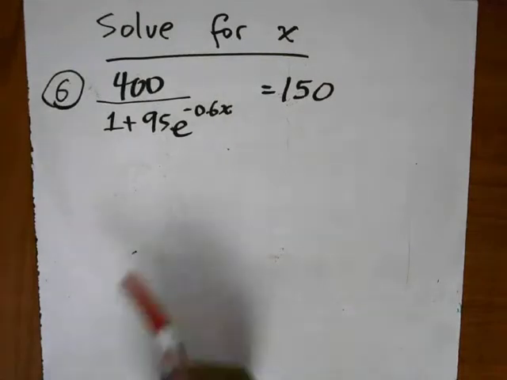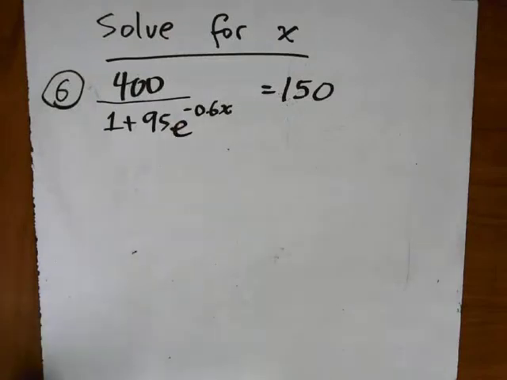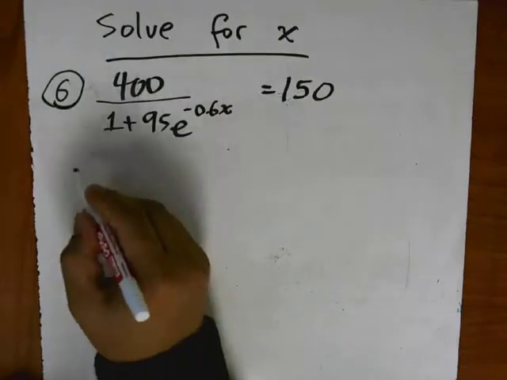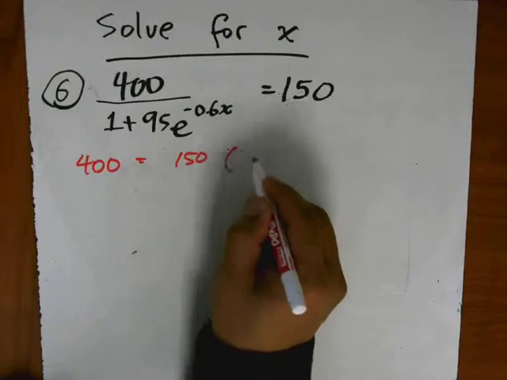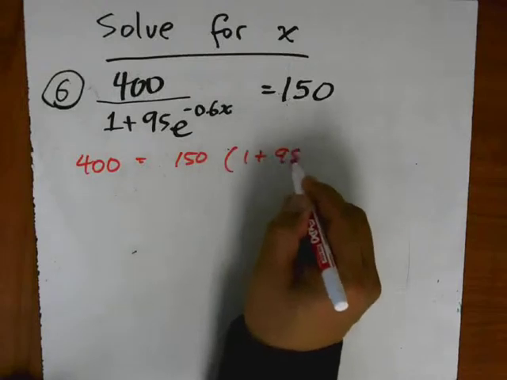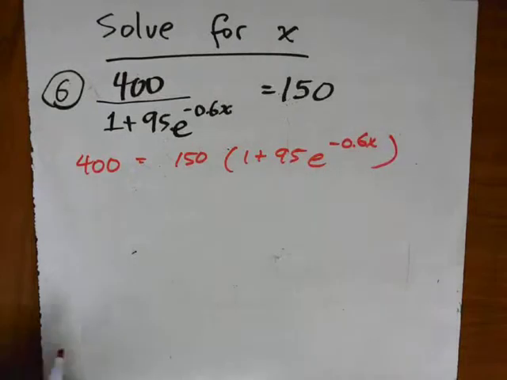So I have x here, and it's the exponent and it's in the denominator. So the first thing I'm going to do is multiply both sides by the denominator. So I get 400 equals 150 times 1 plus 95 e to the negative 0.6x. Okay. Next up, I can divide both sides by 150.